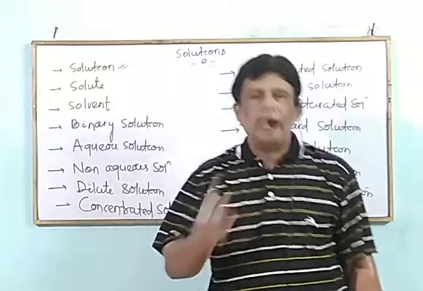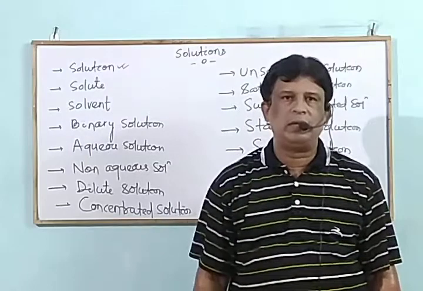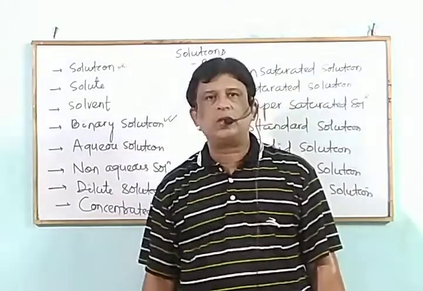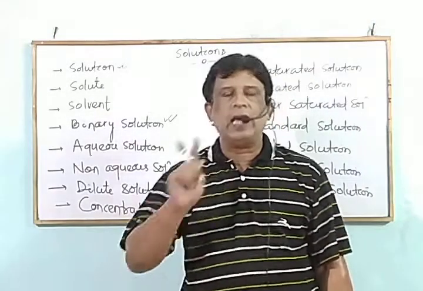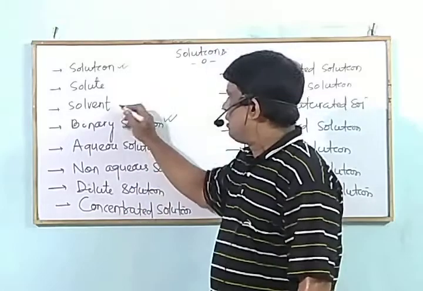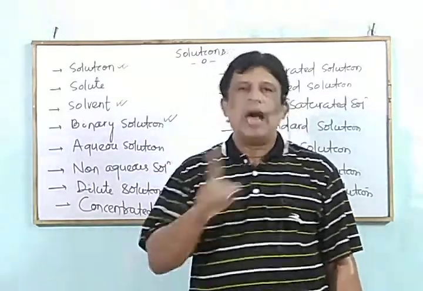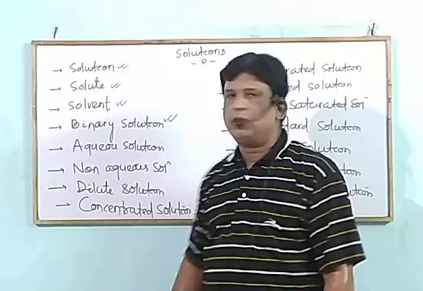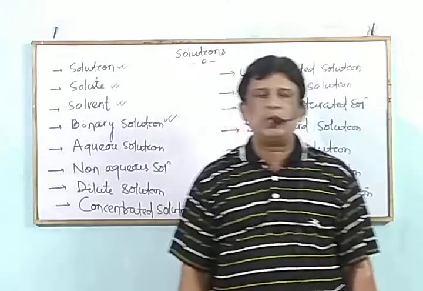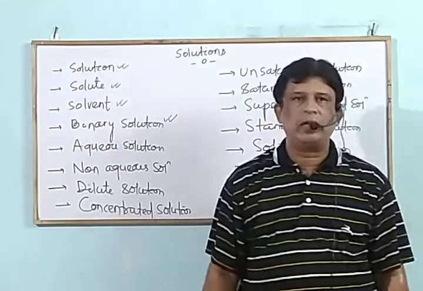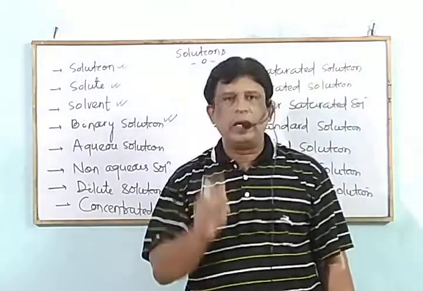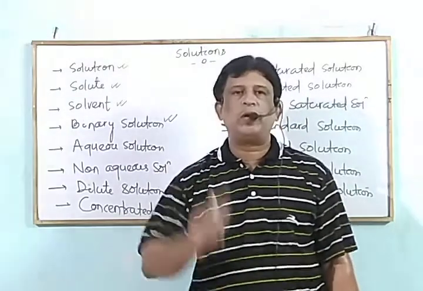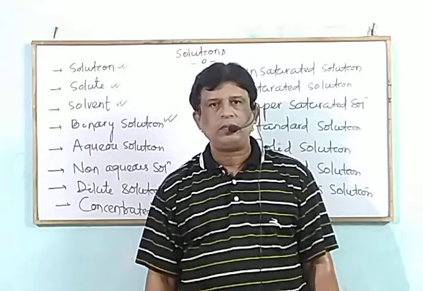If that solution possesses two components, then it is known as a binary solution. In that solution, the component present to a larger extent is known as the solvent, while the other component present to a lesser extent is known as the solute. I repeat again, in a binary solution, only one solute is there. The fraction present in lesser amount is known as the solute, while the fraction present in larger amount is known as the solvent.